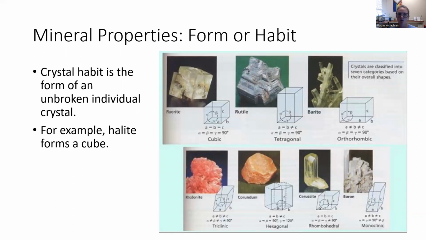Next up is form or habit. This really just means shape of the crystals. Some crystals form in cubic shapes like halite. Some of them form in these long prisms such as quartz. Right? Lots of crystals have many different crystal shapes or habits.